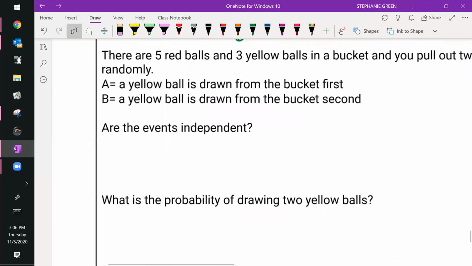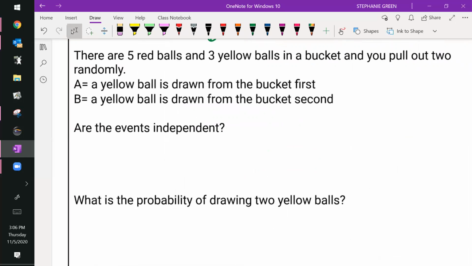Okay, moving on. There are 5 red balls and 3 yellow balls in a bucket, and you pull out 2 randomly. Event A is that a yellow ball is drawn from the bucket first, and event B is that a yellow ball is drawn from the bucket second. Are these events independent?